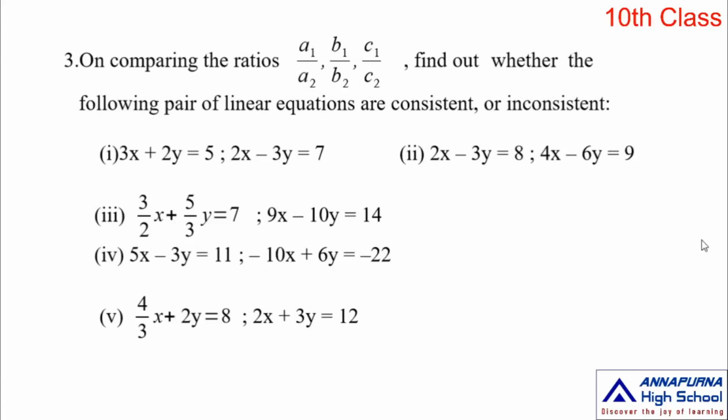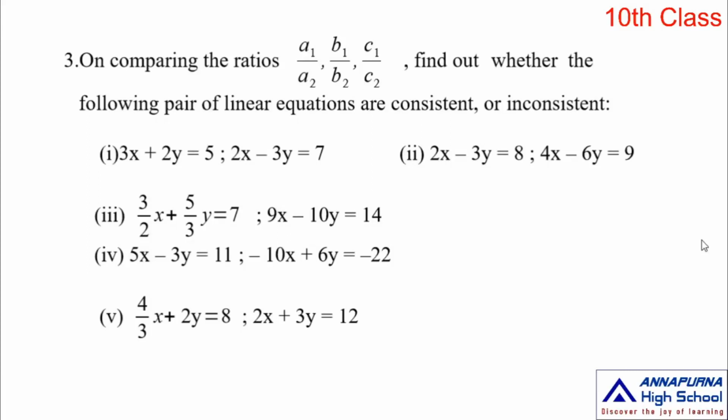Let's see the third question. Third question is, on comparing the ratios a1 by a2, b1 by b2, c1 by c2, find out whether the following pair of linear equations are consistent or inconsistent. Here we observe, by comparing the ratios, you can decide the given pair of equations are consistent or inconsistent. Here we have only two types, consistent and inconsistent.